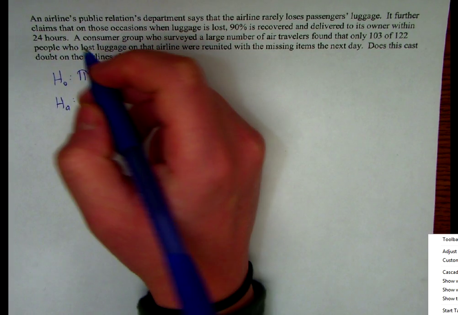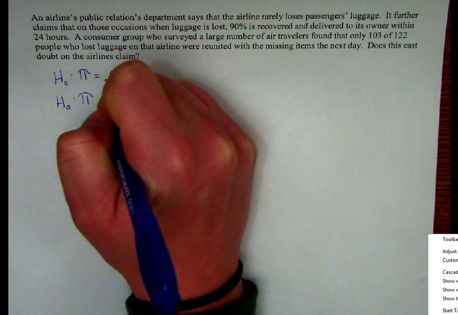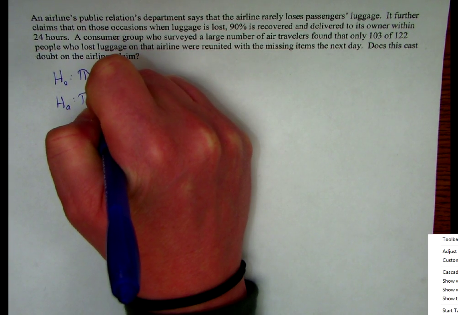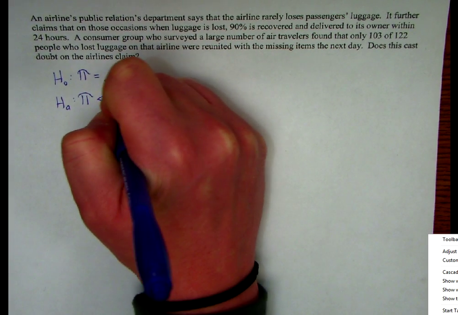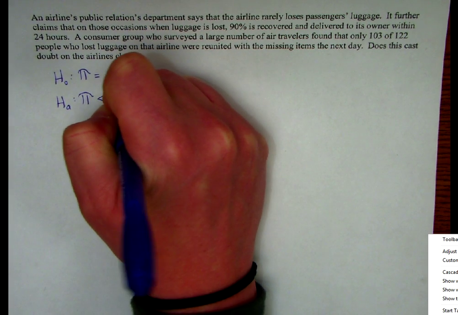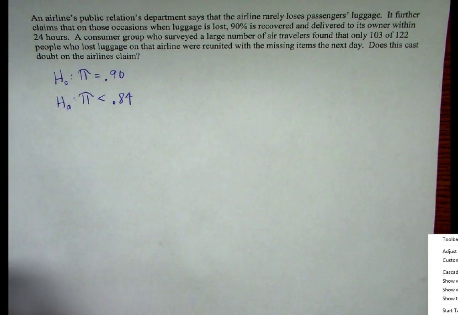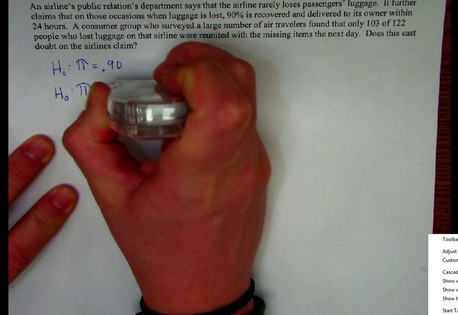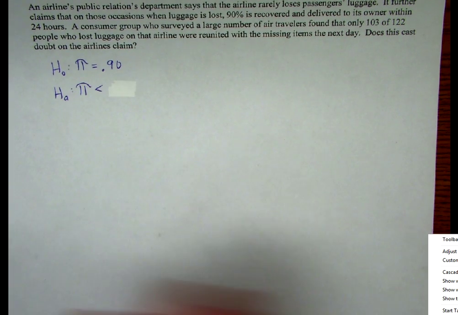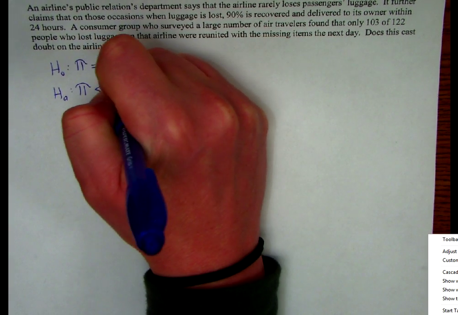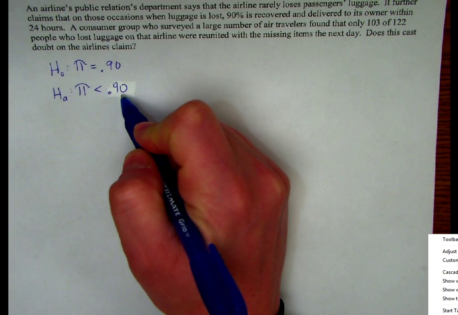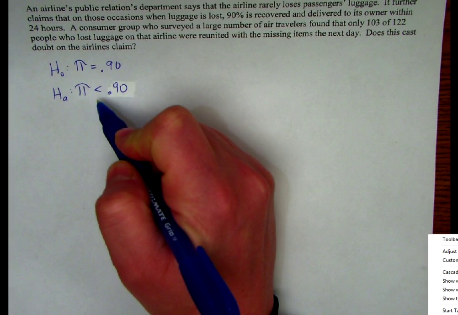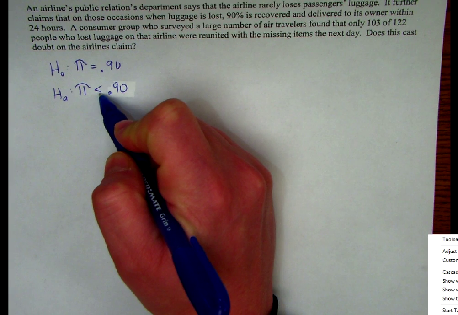The alternative hypothesis, though, is that we think it's not quite 90%. We think it's 0.84. No, that's wrong. We think it's less than 90%. And that's actually my first mistake here: you always use the same numbers. So if 90 goes there, 90 goes there. You start with equals, and then this will be pi less than 90%.